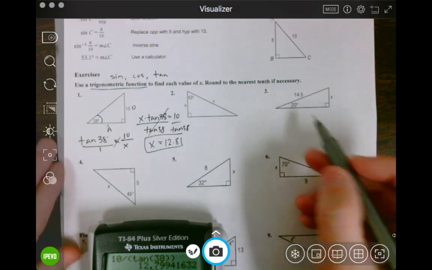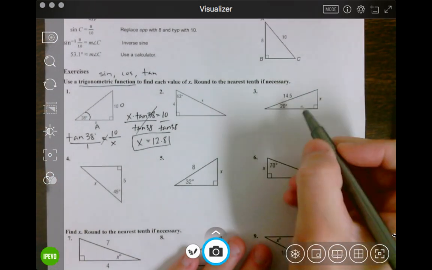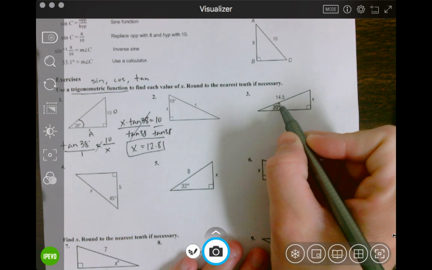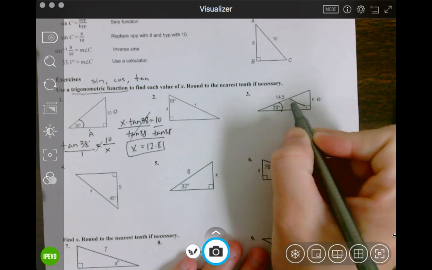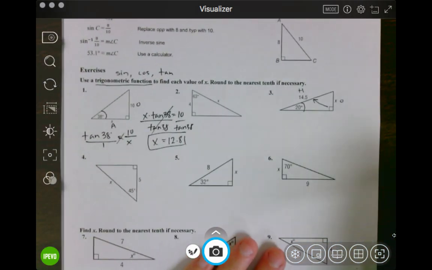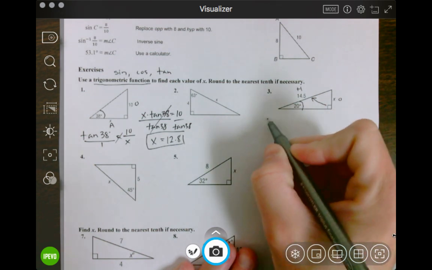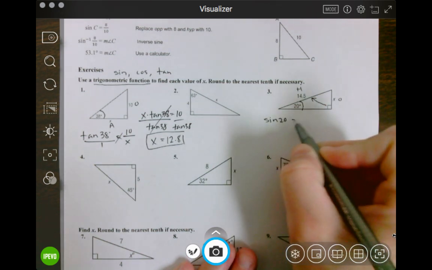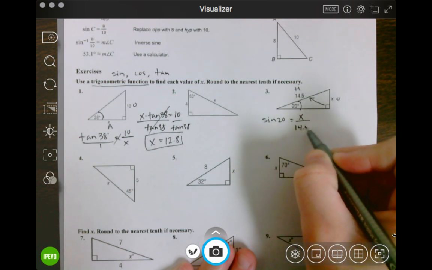I'm gonna go over here to number 3 quick. So here's the angle that it's given. So it'd be opposite, and then this is my hypotenuse. So what trig function out of these three is opposite and hypotenuse? So it'd be sine. So we'd have sine of 20 equals opposite, which is x, over hypotenuse, which is 14.5.